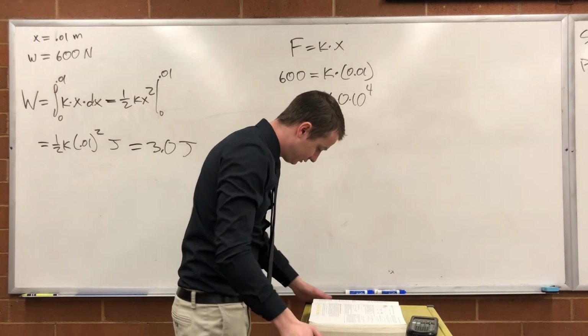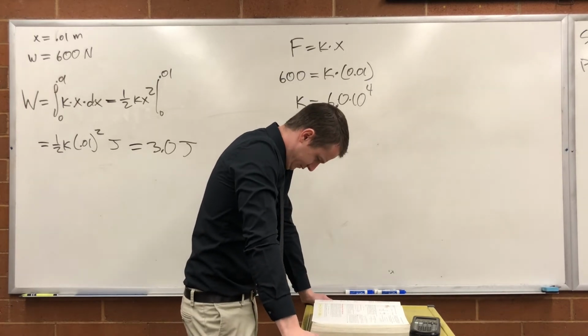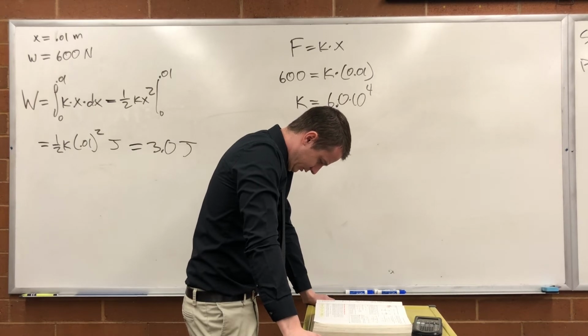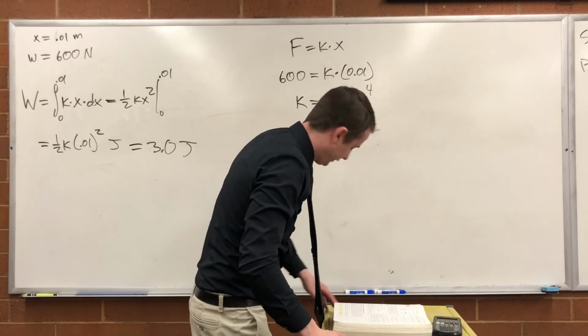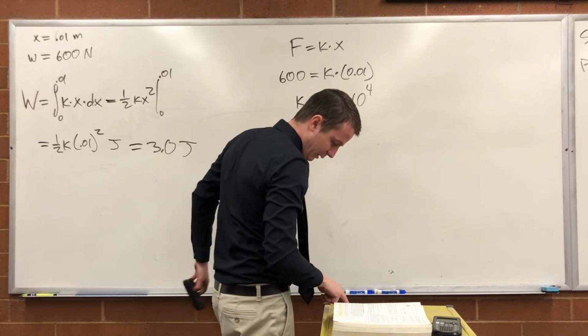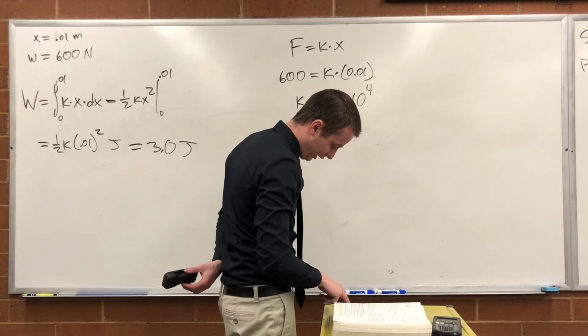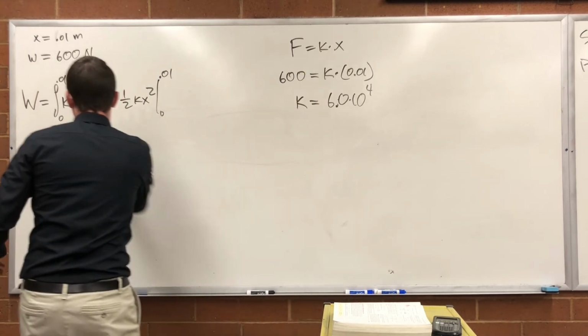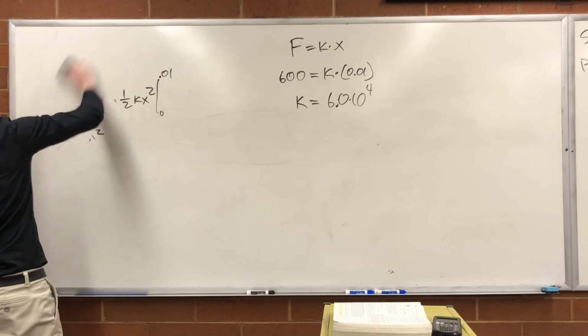Another example that has nothing to do with springs, but I guess maybe it does. An air track glider of mass 0.1 kilograms is attached to the end of a horizontal air track by a spring with a force constant. Okay, it does. So let's get our picture.